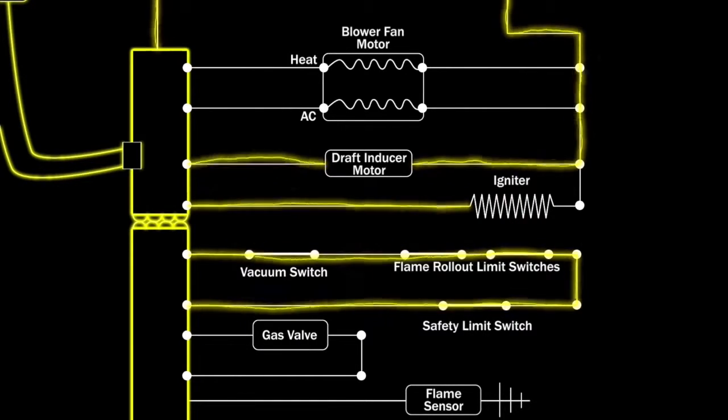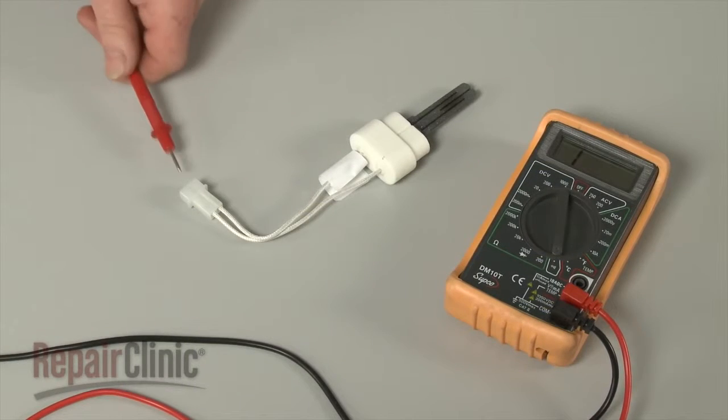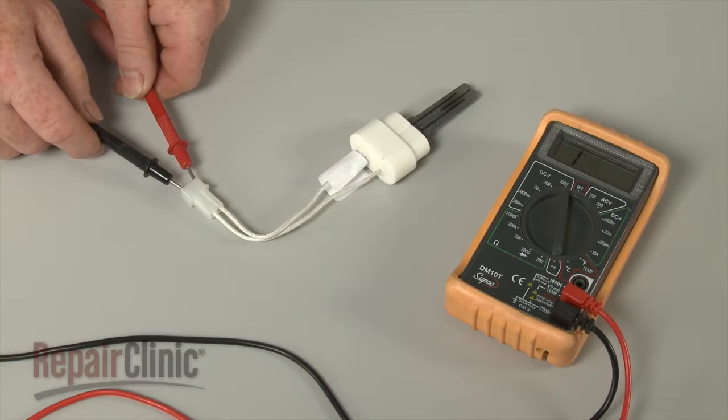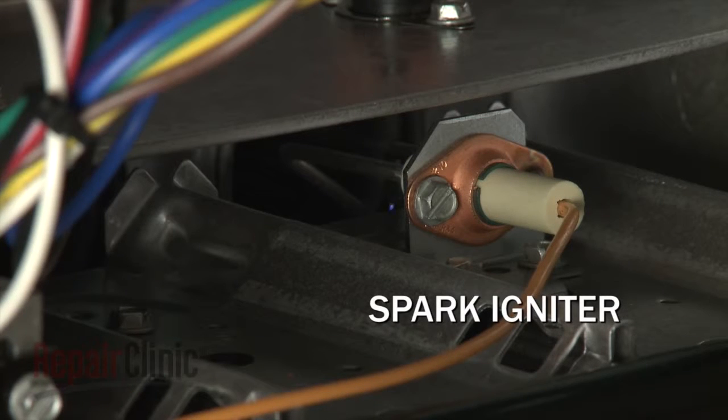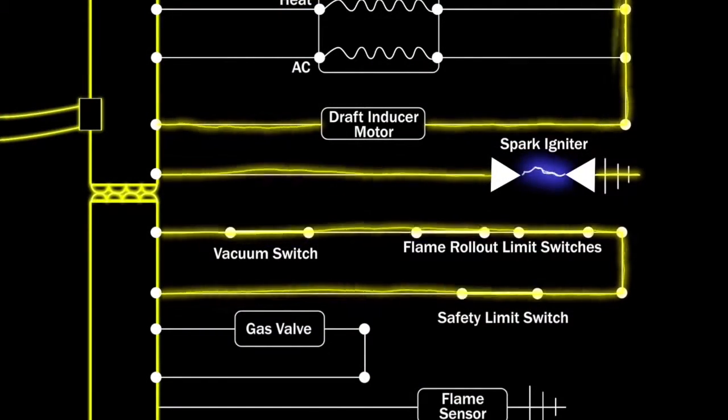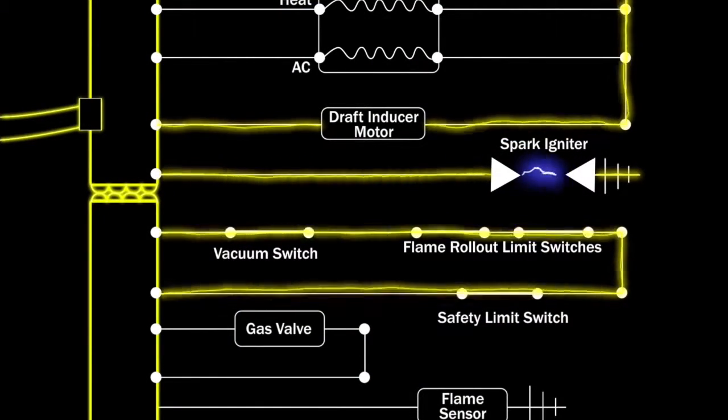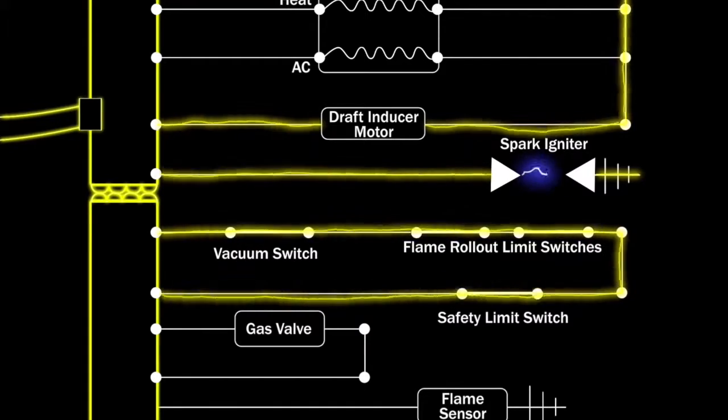If you experience this problem, a glow bar style igniter can be tested for continuity to help determine if the part is functioning or not. Be aware that some models will use a spark igniter instead. Spark igniters will also receive voltage from the control board, but the amount of voltage is greatly increased and will pulse to create the spark.